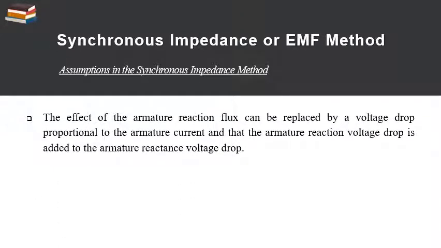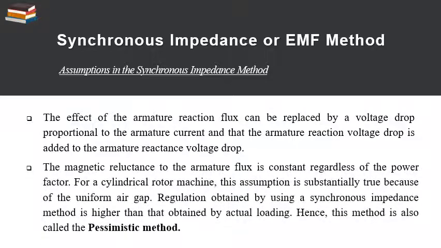The effect of armature reaction flux can be replaced by a voltage drop proportional to the armature current, and the armature reaction voltage drop is added to the armature reactance voltage drop. The magnetic reluctance to the armature flux is constant regardless of power factor. For a cylindrical rotor machine, the assumption is substantially true because of the uniform air gap.